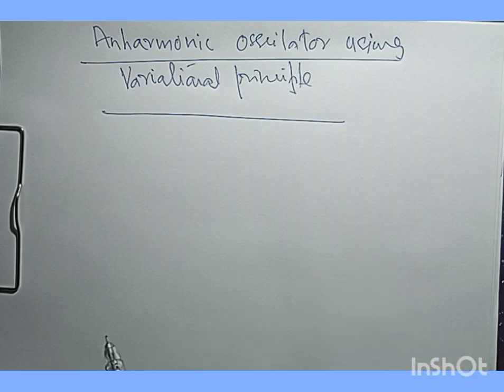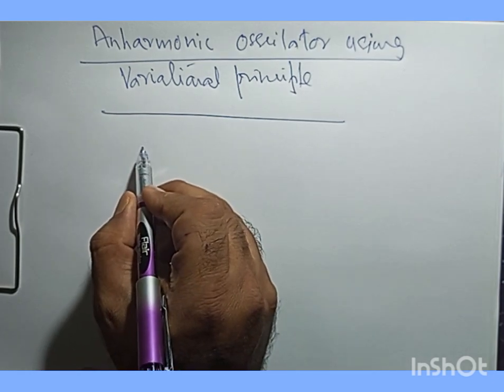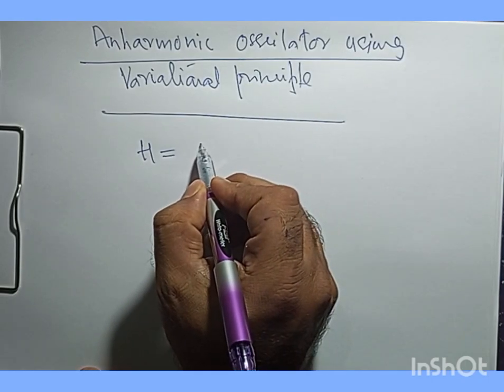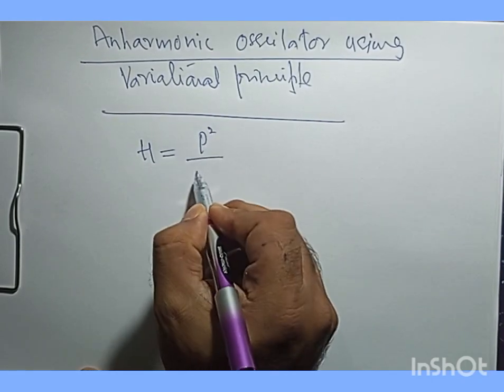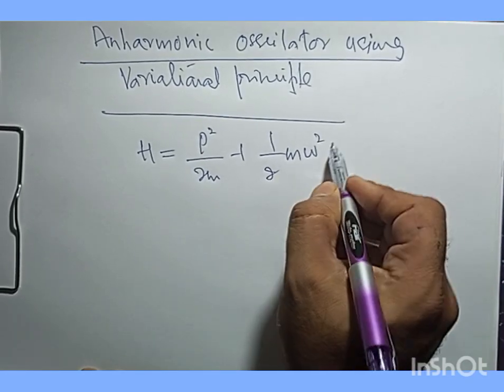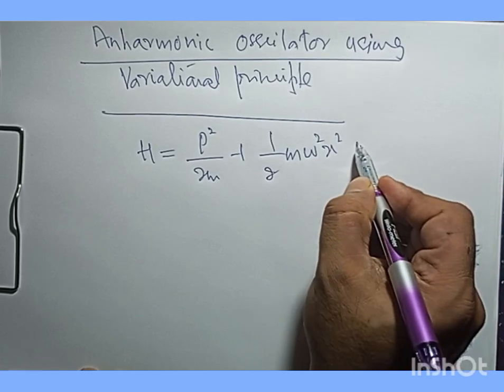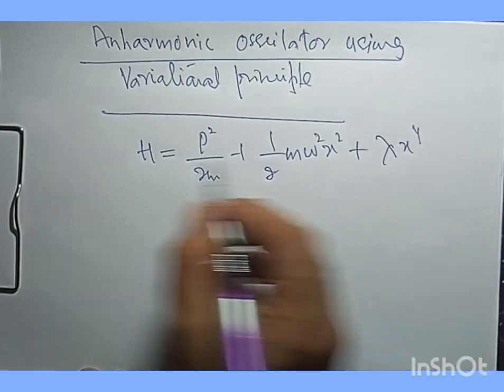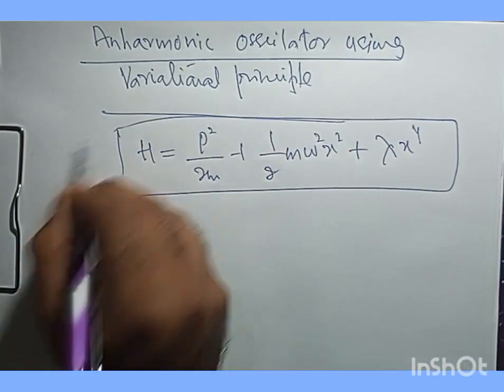as we have used in the case of the hydrogen atom and the harmonic oscillator. So the problem can be set up in the same way. We have the general Hamiltonian for this anharmonic oscillator, H equals p squared by 2m, then 1/2 m omega squared x squared, and assuming the third term to be lambda x raised to power 4. So this is our Hamiltonian.